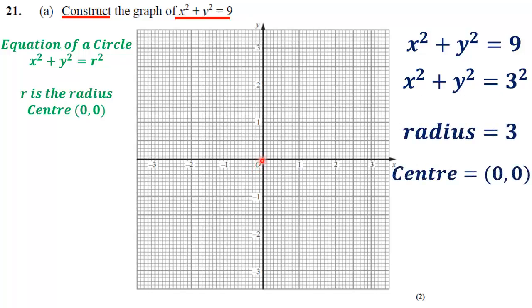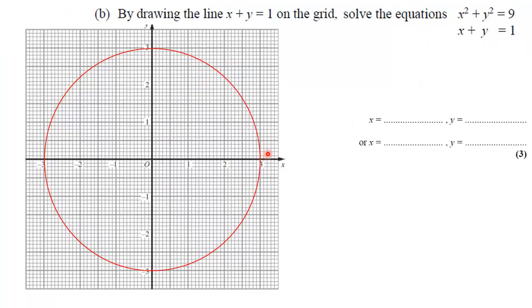Okay, and as a result, I could just use a compass, and you have to use a compass to get full marks in this, right? And draw a circle with the center 0, 0. So that's your 2 marks here. If you recognize it, this will take you no time at all, and you'll be able to do this pretty quickly. Okay, going on to the next part.